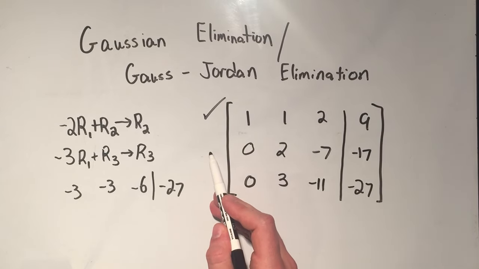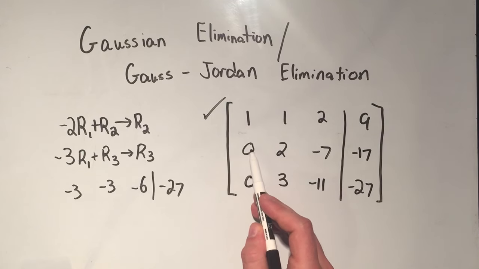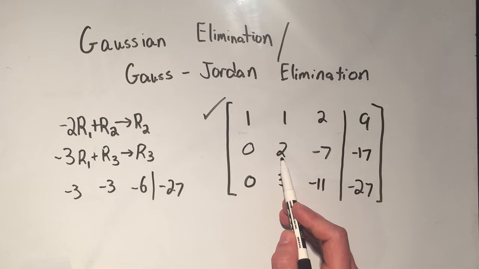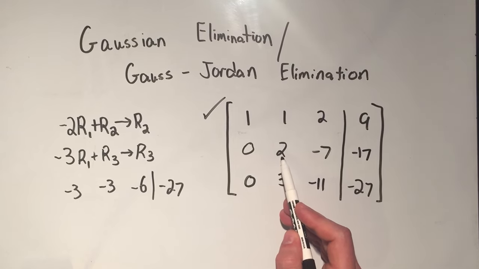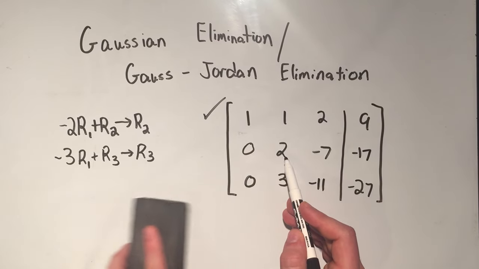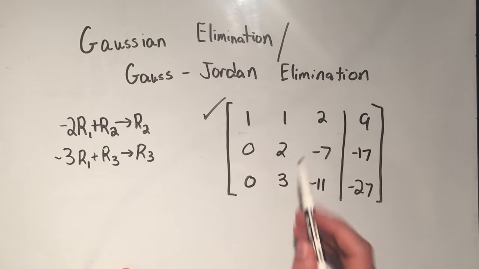And now I want my leading one again. Well, I've got a zero, so that's fine where it is. We already said that was fine. But now here's a two. I want this to be a one. I want this two to not be there. I want a one and then zeros underneath.